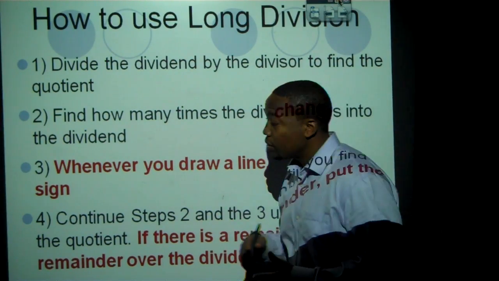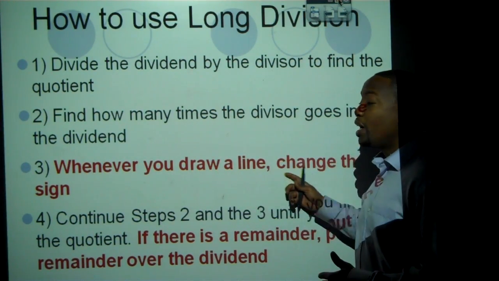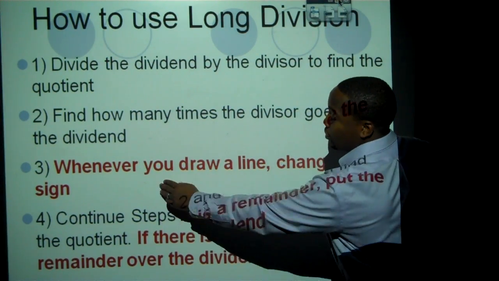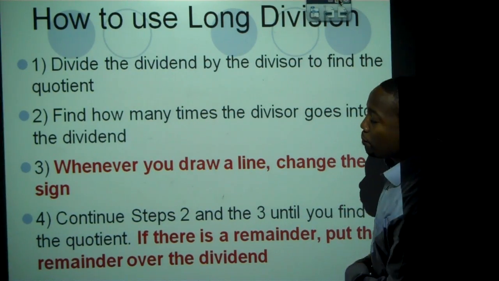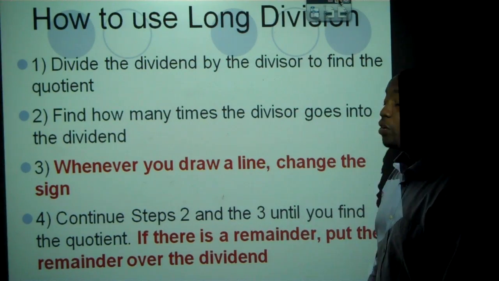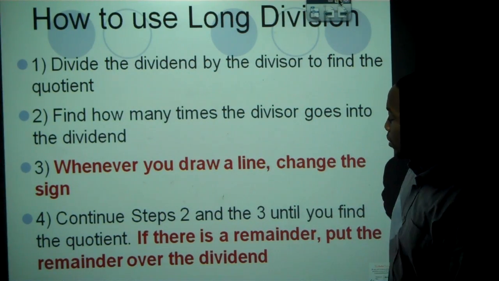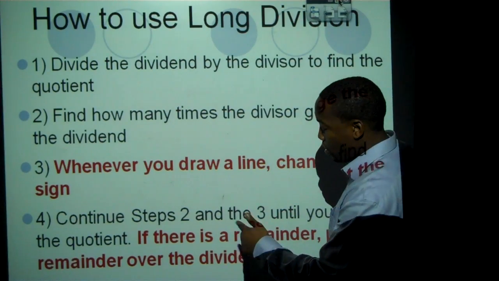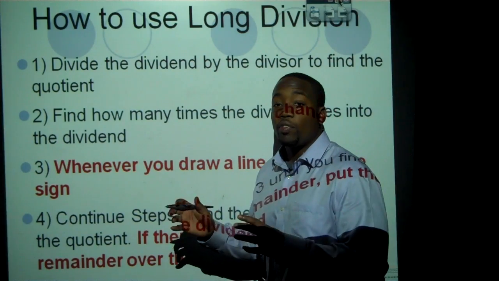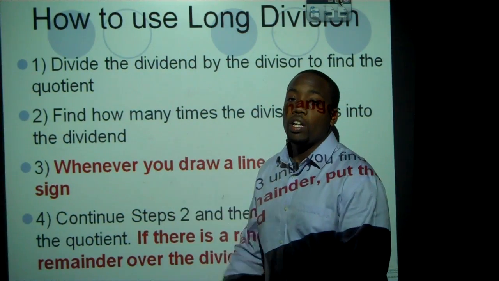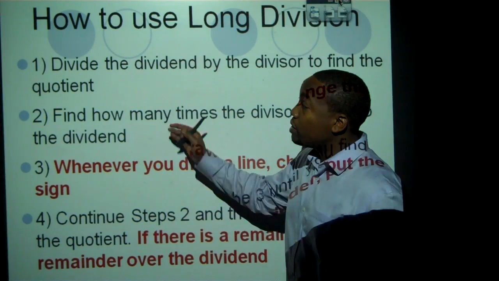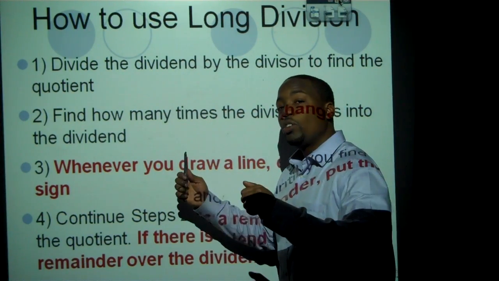When I'm done, you draw your line, and what do you do? Keyword: change your sign. That's why it rhymes. Draw your line, change my sign. After I'm done with that, I might keep on going until you get a remainder. If I get a remainder, put the remainder over the divisor. So take whatever I have left over, if I can't divide anymore, and put it over the divisor. Hopefully everyone understands the basic steps. Let's try an example now.